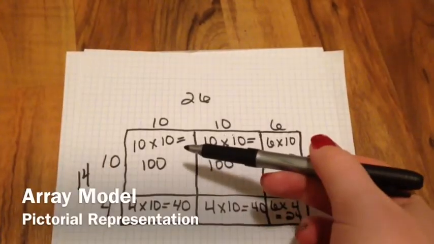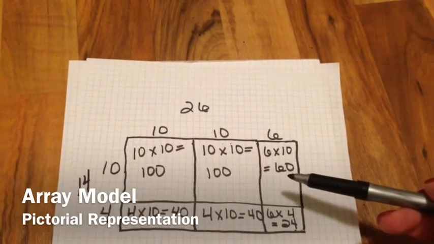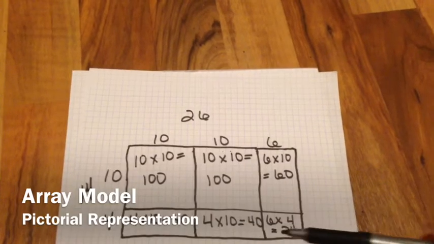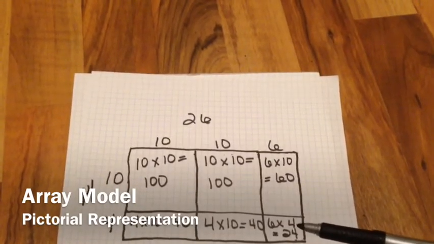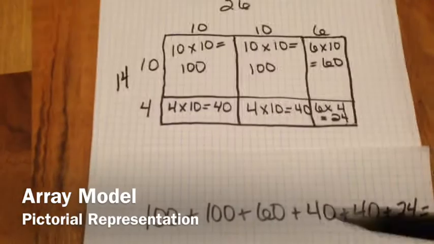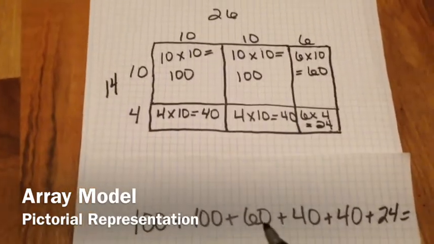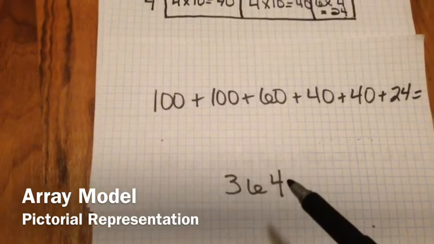10 multiplied by 10 is 100, and again, 6 multiplied by 10 is 60, 4 multiplied by 10 is 40, and again, and 6 multiplied by 4 is 24. Now we'll add all of our products together. 100 plus 100 plus 60 plus 40 plus 40 plus 24 is 364.